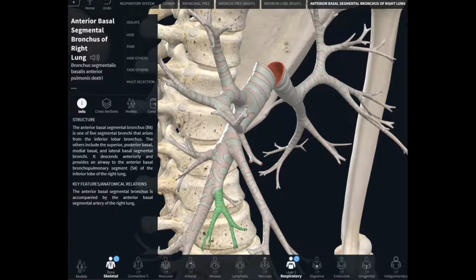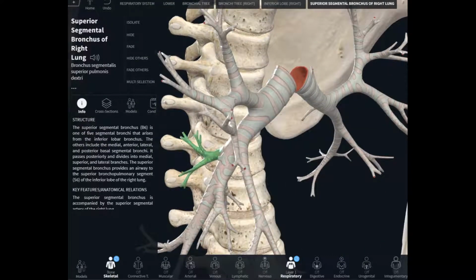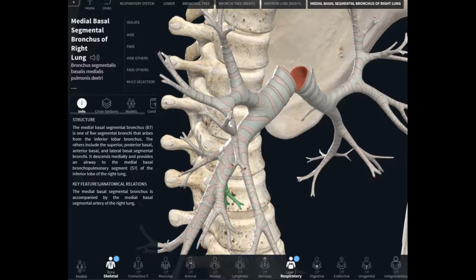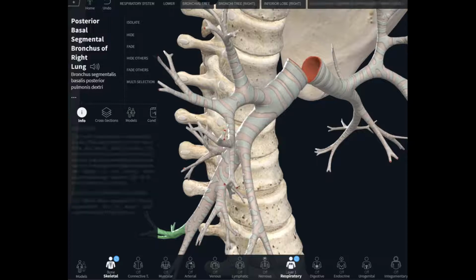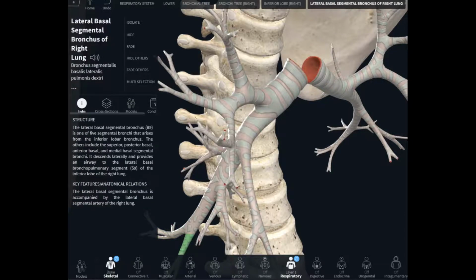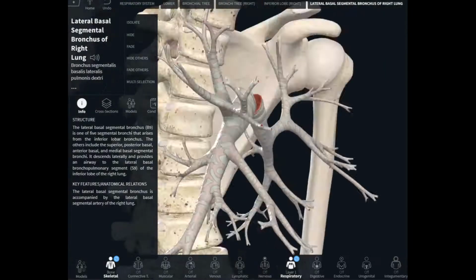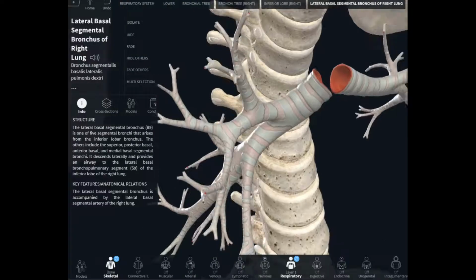Inferior to the superior lobe, we have the supply to the anterior basal segmental bronchus of the right lung. Projecting anteriorly outwards, the first branch of the inferior lobar bronchus is the anterior basal, and then we have the posterior basal, the superior basal, the medial basal, and the lateral basal.